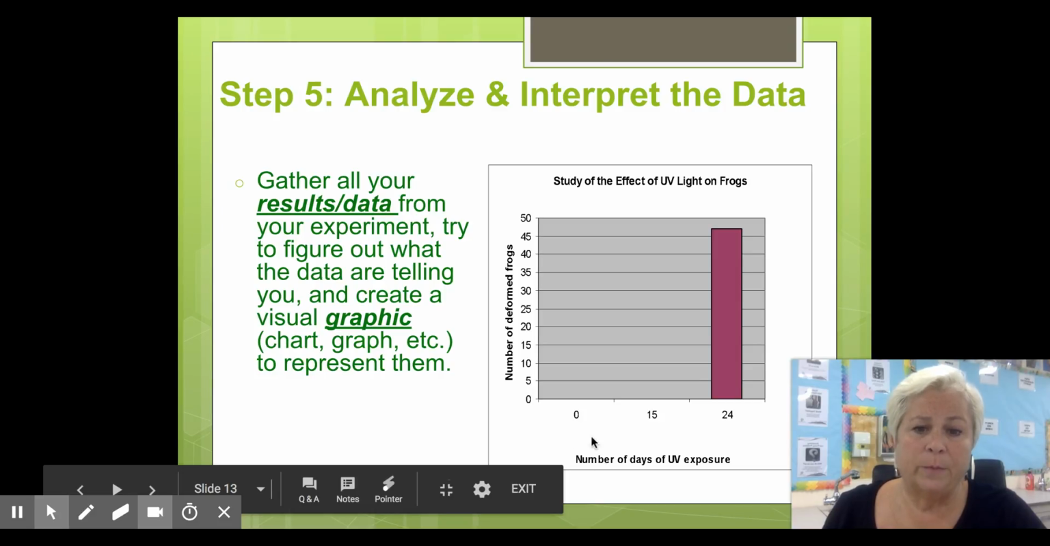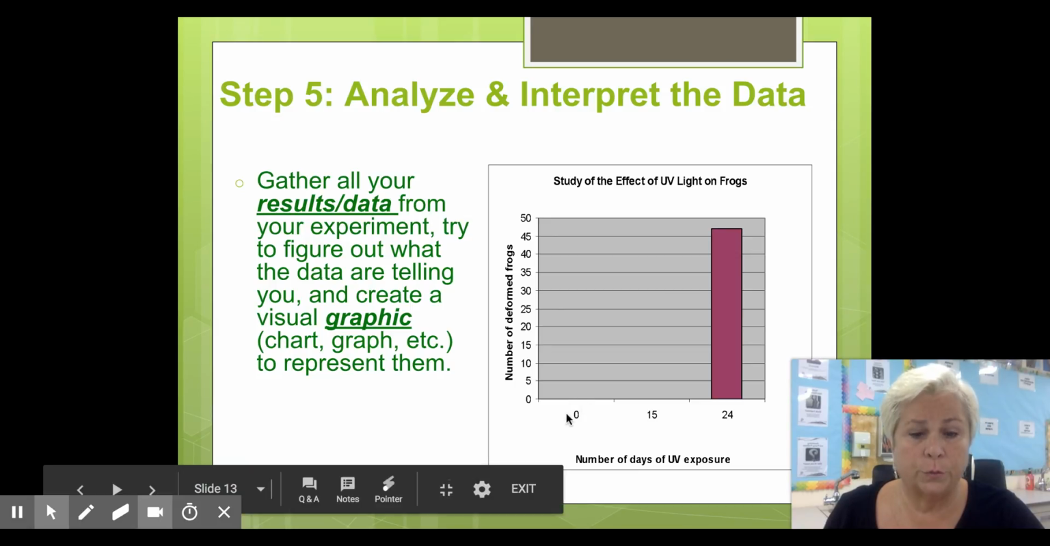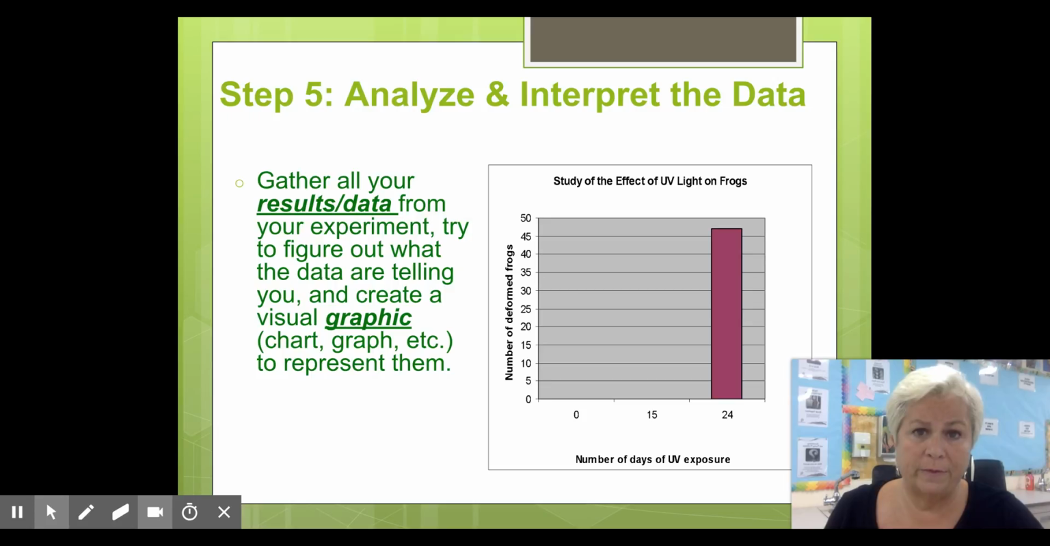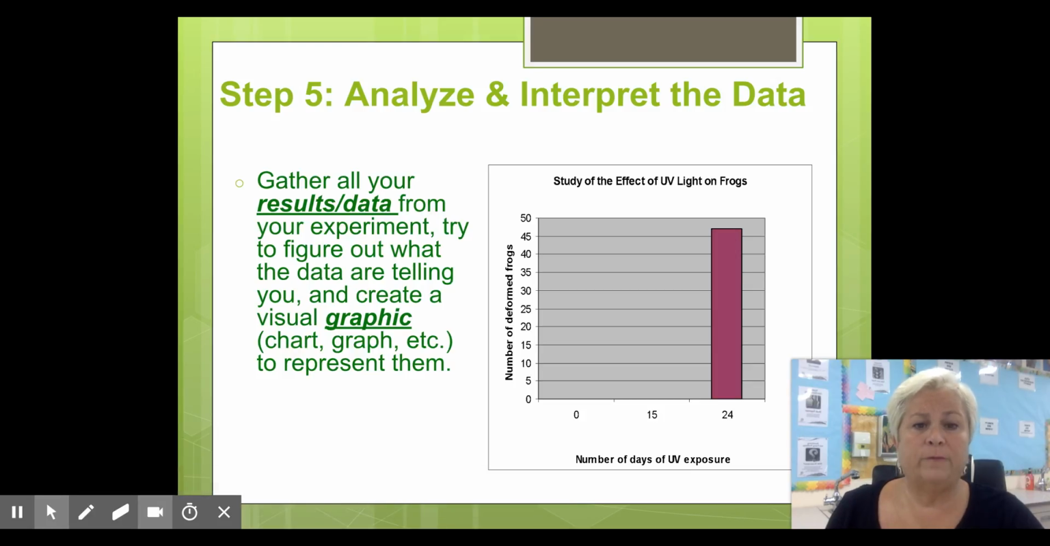Their independent variable was 0 exposure to ultraviolet light. Those guys were protected, so that was probably their control group. Then one group of frog eggs was exposed to 15 days of ultraviolet light. There were no deformities that resulted from 15 days of exposure. And if you look at the very end, 24 days of exposure to ultraviolet light by those frog eggs resulted in, look at that, it looks like 47 deformed frogs. So a very significant difference, right?